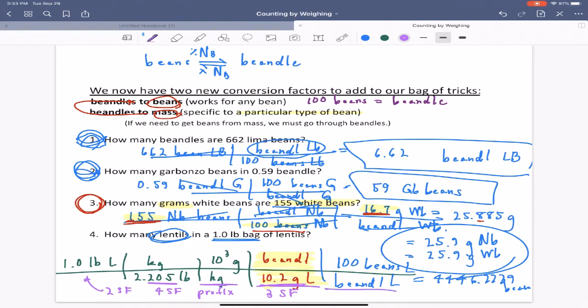And then this idea of how many in the group for beans and beandles is unlimited, so that's exact. It was defined. But on the periodic table, that 6.022 times 10 to the 23 group that we call a mole, that's going to be to 4 sig figs. Okay, so I started with 2 times 4 times unlimited times 3 times unlimited. I'm ending with 2. So I could say 44,000, but that would be ambiguous. So I'm going to say 4.4 times 10 to the 3 beans.